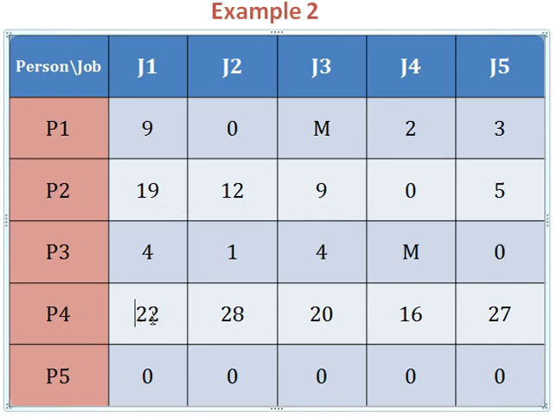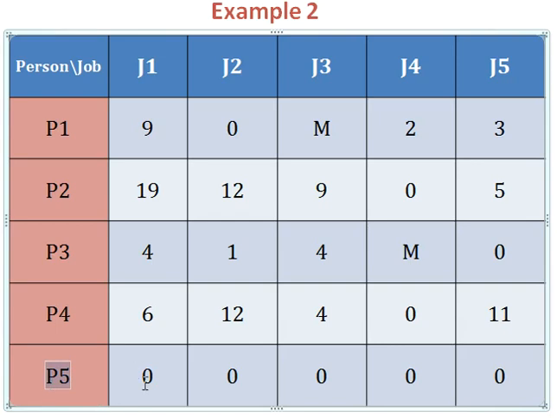Again for the fourth row, the minimum value we have is 16. So we'll reduce 16 from each element of the fourth row. So 22 minus 16 will be equal to 6. 28 minus 16 will be equal to 12. 20 minus 16, 4, and 0. 27 minus 16 will be equal to 11.